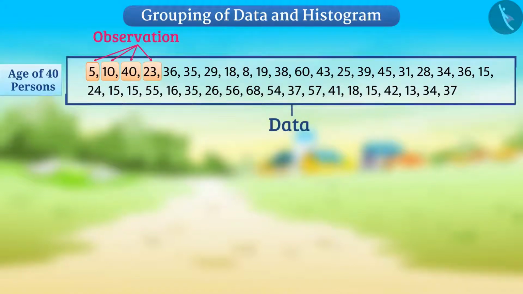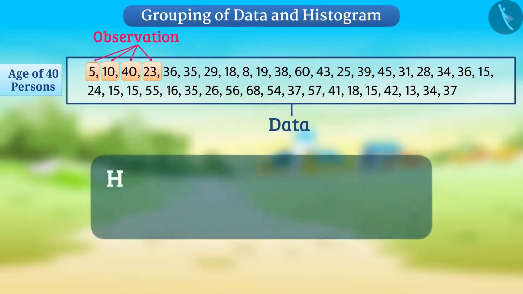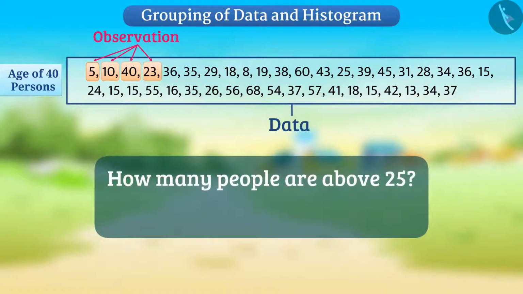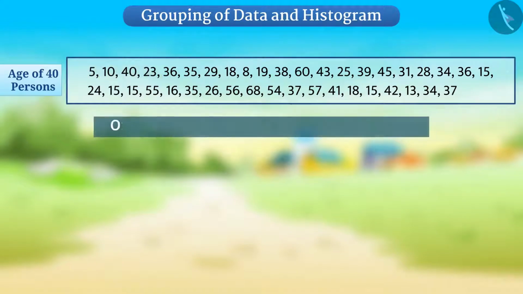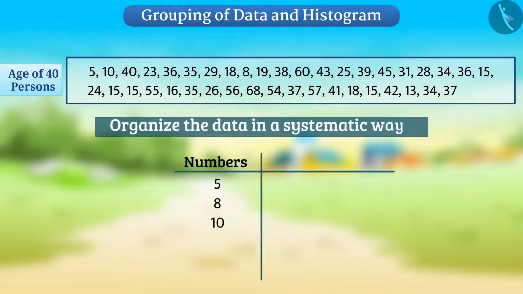Information from these figures, such as how many people are above 25, is not easy to find. Therefore, we organize the data in a systematic way, such as by making tables using tally marks. But it will not be easy to do this here because the number of observations here are very large. And if we show each observation in the table, then the table will be very long.